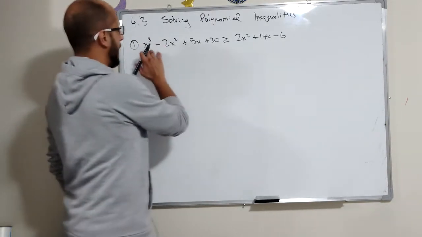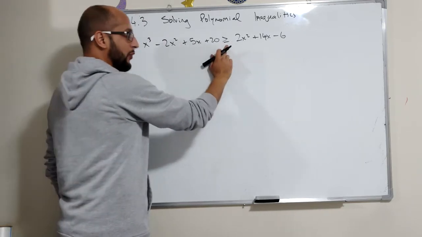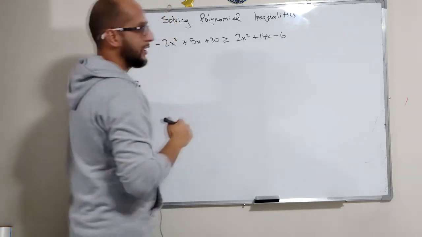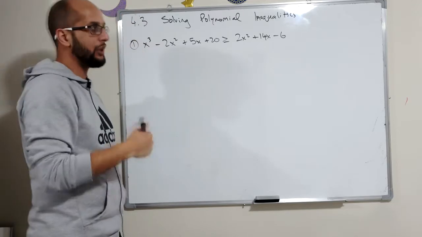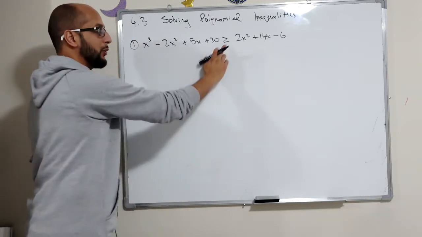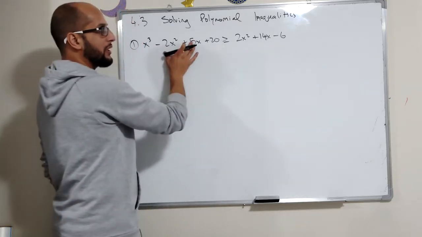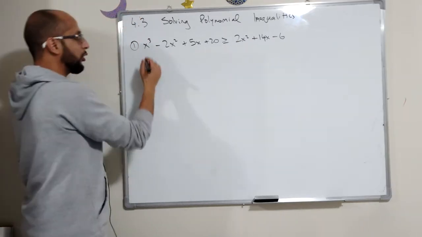Starting with this one. x cubed minus 2x squared plus 5x plus 20 is greater than or equal to 2x squared plus 14x minus 6. Just like with solving equations, we need to get it in factored form, and we need it to be equal to 0. Obviously, we don't have an equal sign, so we want everything on one side and 0 on the other side. So let's bring everything over here.